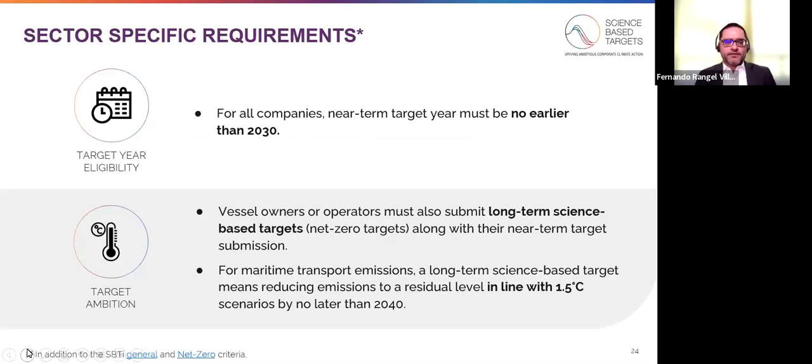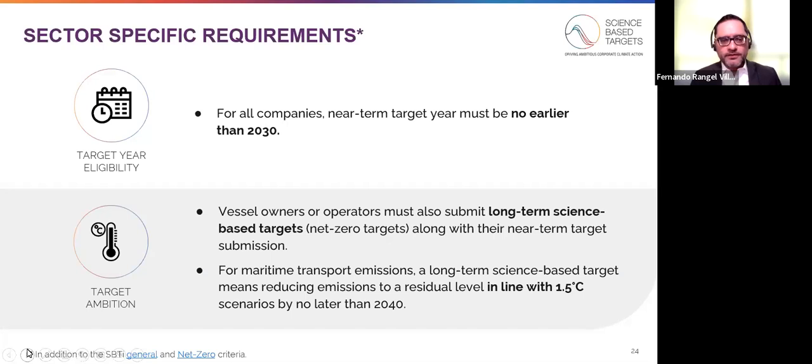As part of the guidance, and to make this consistent with the theory of change and the rationale behind the S-curve or the logistic curve, there's 1.5 C aligned. There are two important sector-specific criteria for companies setting targets. The nearest eligible target year is 2030. So all companies setting a target using these resources must set a target that is no earlier than 2030.